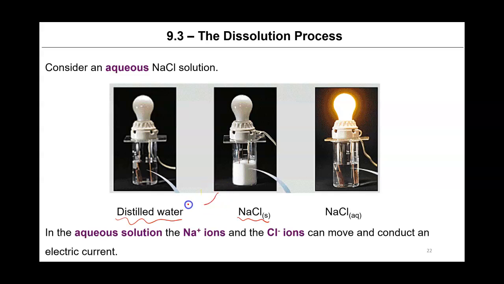However, if I pour the salt into the water and give it a stir, I generate an aqueous solution of sodium chloride and I find that it conducts. This means that there must be mobile charged particles, because electricity is the movement of charged particles. This tells me that in the aqueous solution of sodium chloride, the sodium ions and the chloride ions are able to move around independent of each other. So our model for dissolution of ionic compounds must be correct.